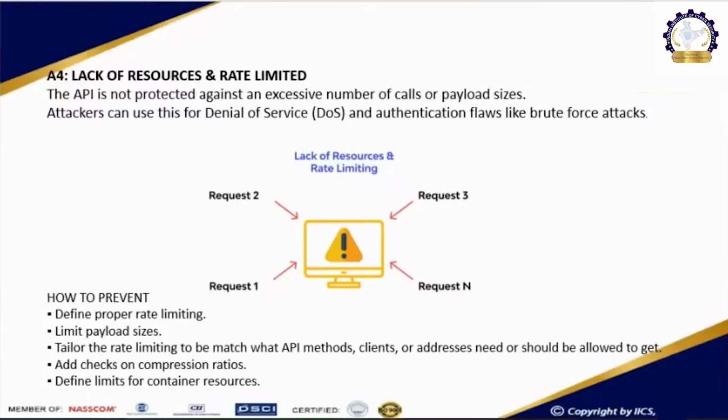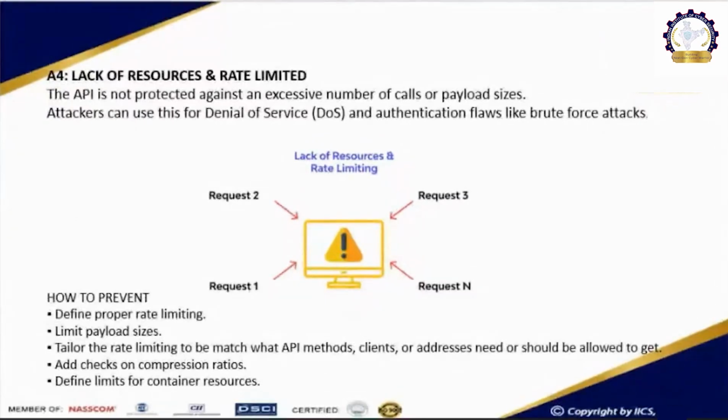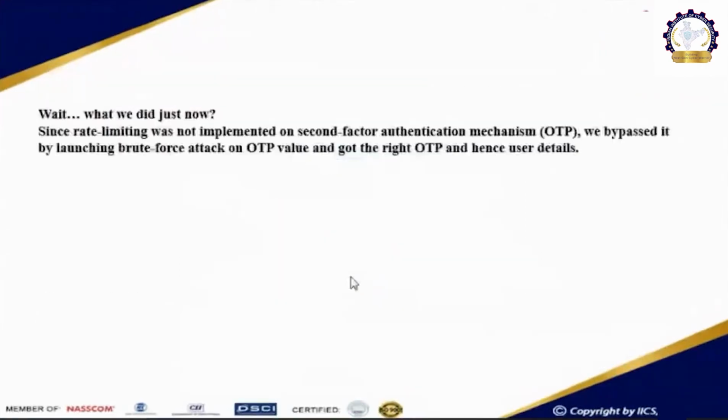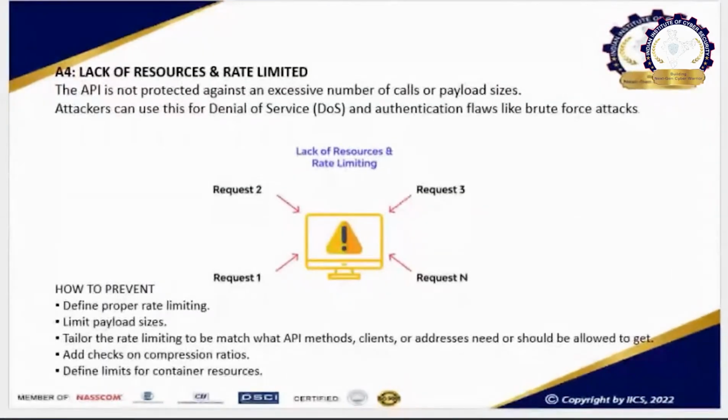It means here now we can design one attack in which we continuously send requests. An attacker can use this for DoS or denial of service attacks and authentication flaws like brute force attacks. You can see in this picture that there is a yellow PC as the target here, and the requests are being made from every direction. So now we will see the lab, how it should be done.